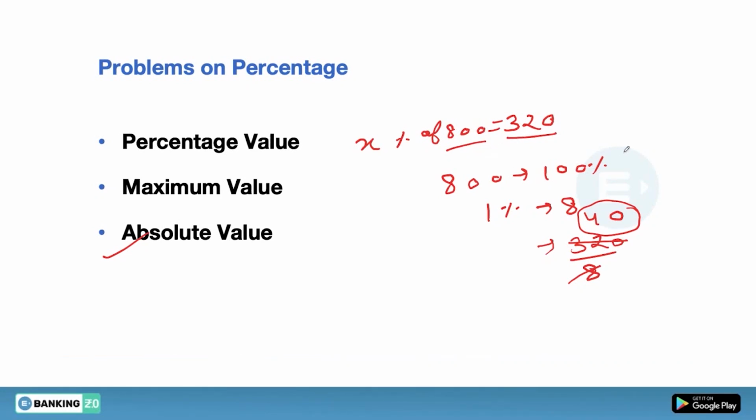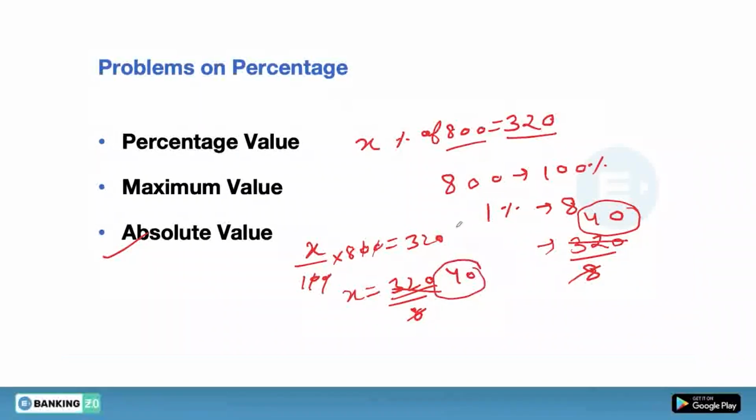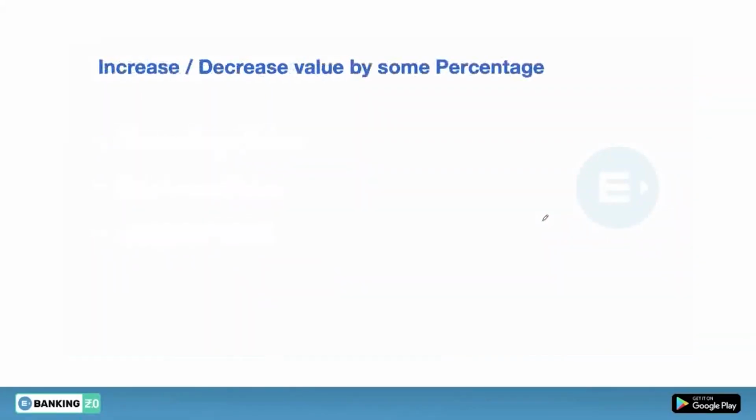Fine. So this was the short method, and what would be the long method for it? The long method is going to be x by 100 into 800 equals 320. You can directly cancel it out and you can get the x value as 320 by 8, which is going to give you 40. So you can use either method. Now let's move on to the next part.